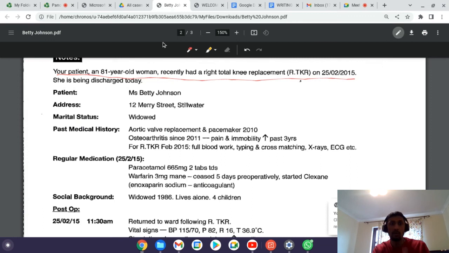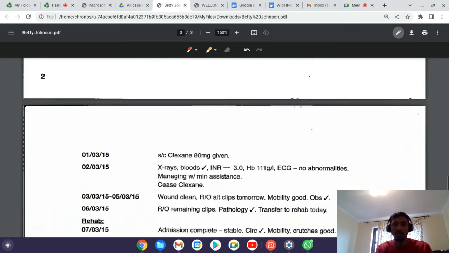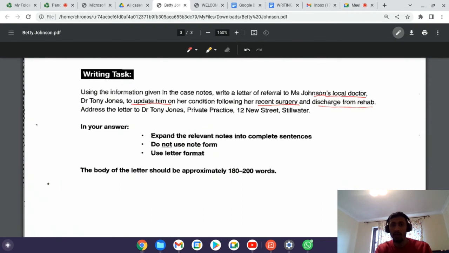So the introduction should clearly say that the patient underwent a surgery, and what she requires. She requires follow-up care. The exact need for the letter we can already see from the writing task down here. That means we have to update regarding her condition and follow-up care. That is why we are writing this letter to the patient's own GP. Is that correct or not? Is that clear to all?